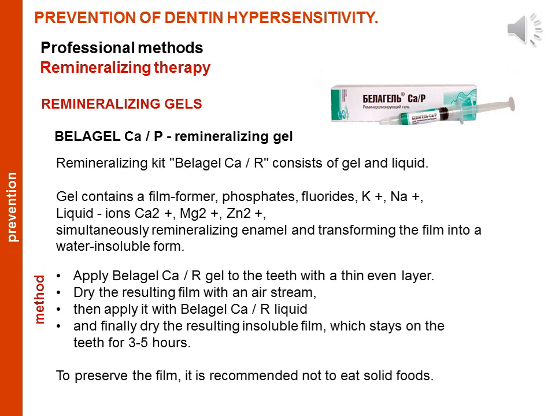Belagel Calci-Phosphor Remineralizing Gel for remineralizing therapy. The product consists of a gel and a liquid. The gel contains a film former, phosphates, fluorides, sodium, etc. The liquid consists of calcium, magnesium, zinc. Simultaneously remineralizing enamel and transforming the film into a water-insoluble form. Method: apply gel to the teeth in a thin, even layer. Dry the resulting film with an airstream, then apply the liquid, and finally dry the resulting insoluble film, which stays on the teeth for 5 hours. To preserve the film, it is recommended not to eat solid foods.